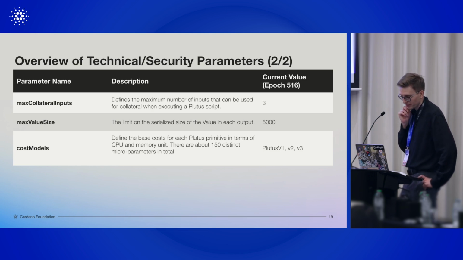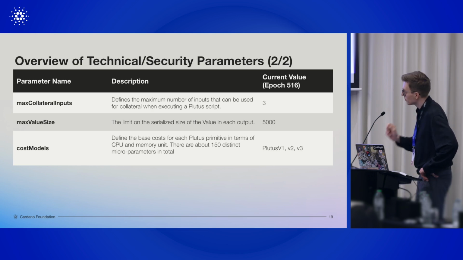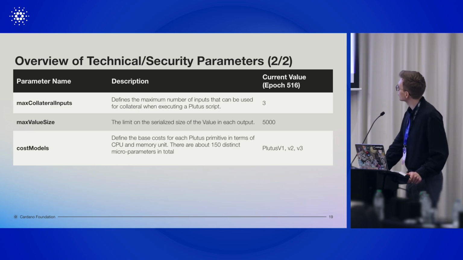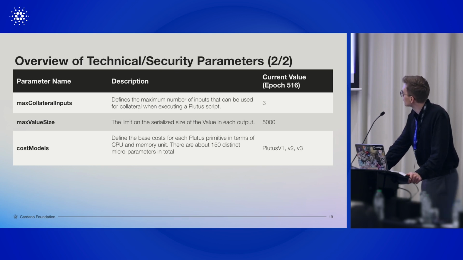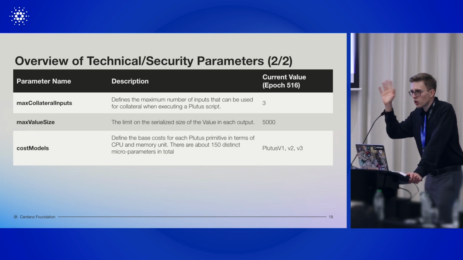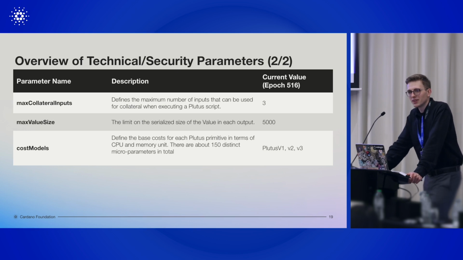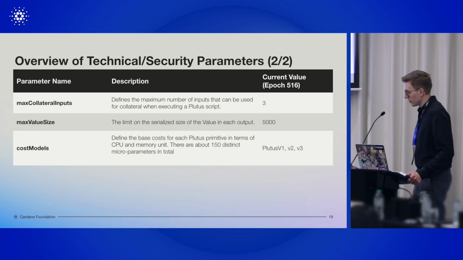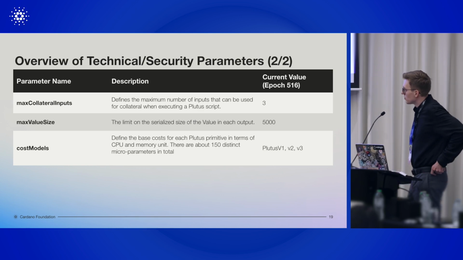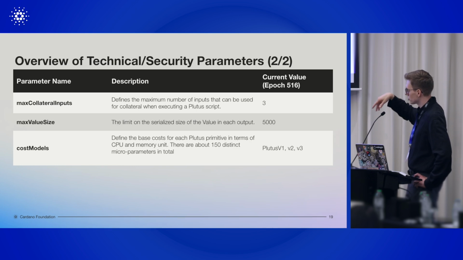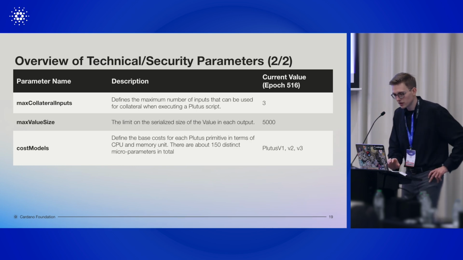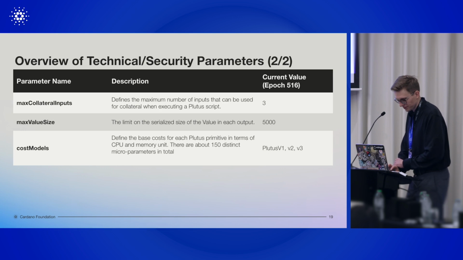And two more on this list, which is the max value size. This is the limit on the serialized size of the value in each output. And then the last one is the cost model, the Plutus cost model that I mentioned. And here, with the Chang number 1 hard fork, a new Plutus cost model was implemented. It is the Plutus version 3 cost model, but we still have version 1 and version 2 also in the Genesis files.